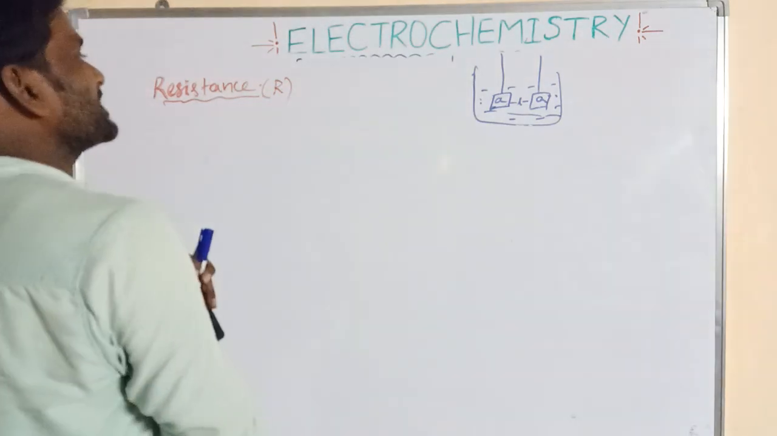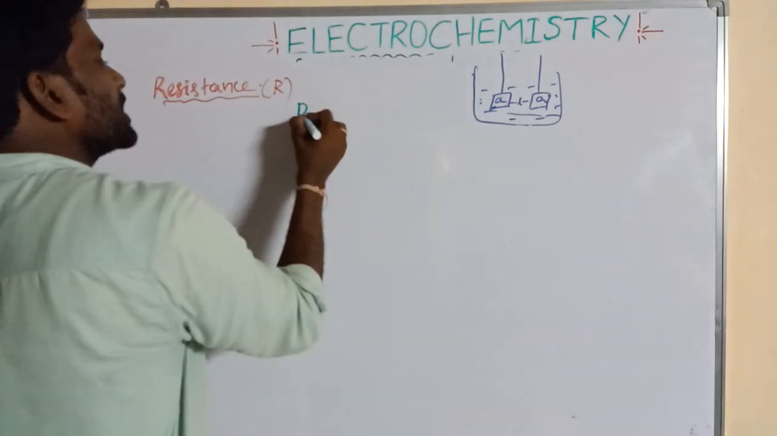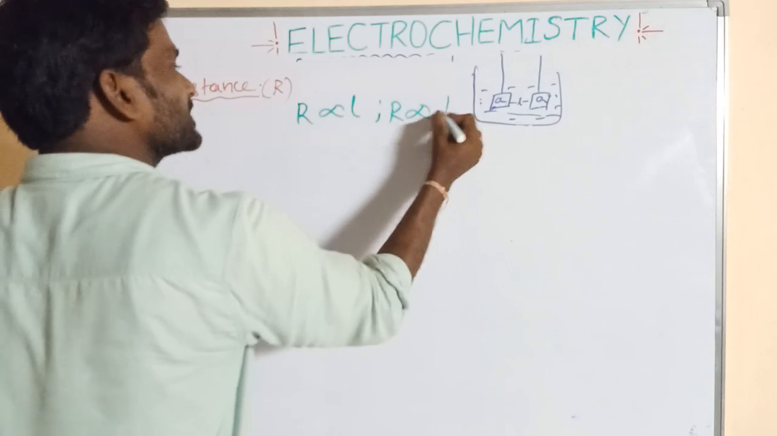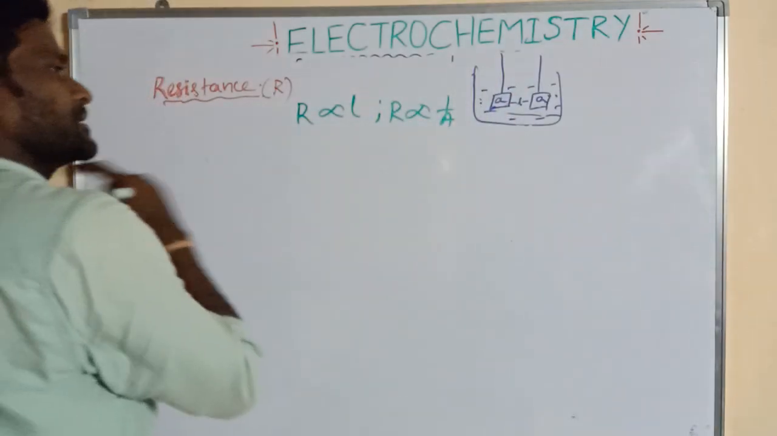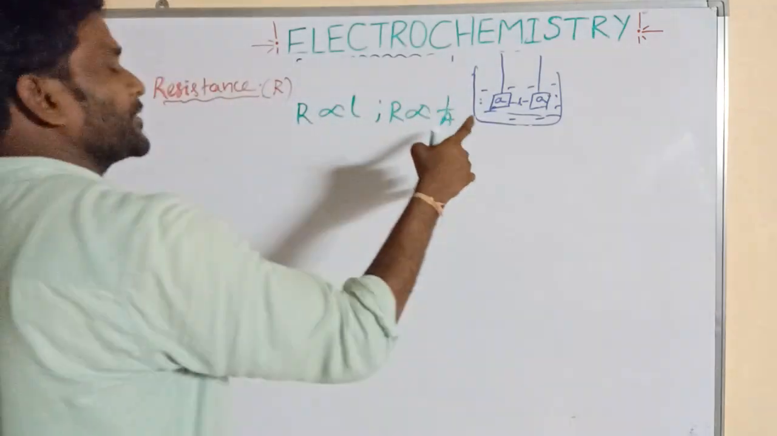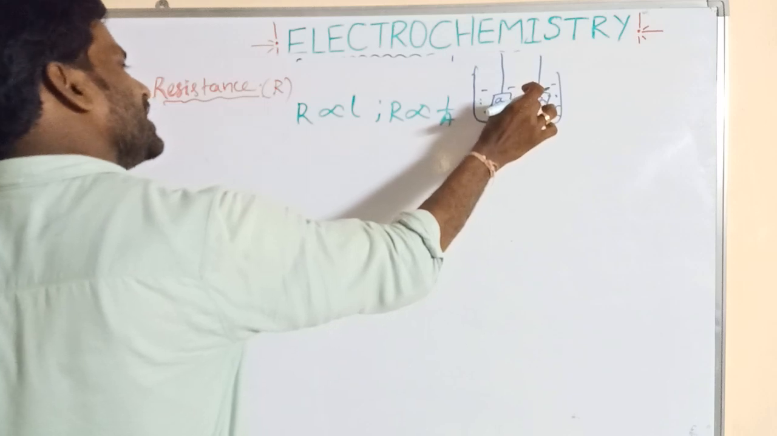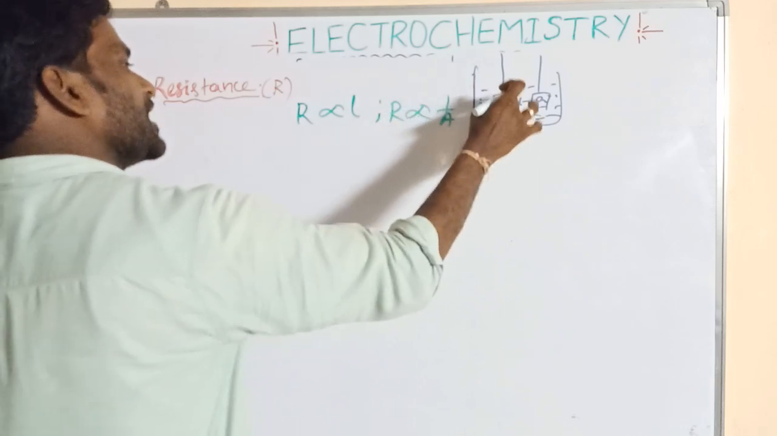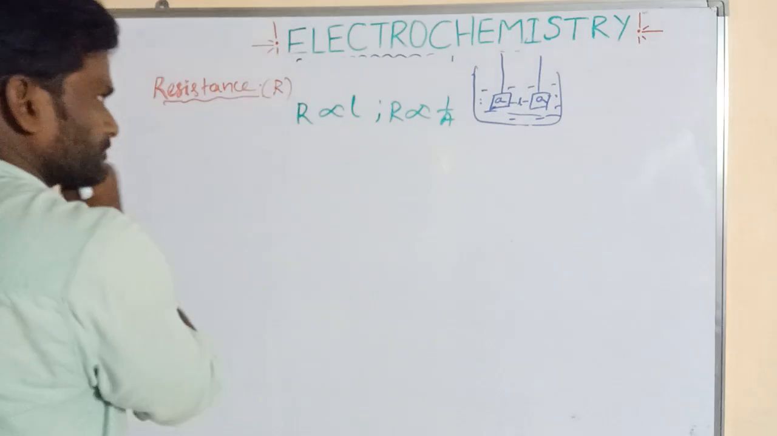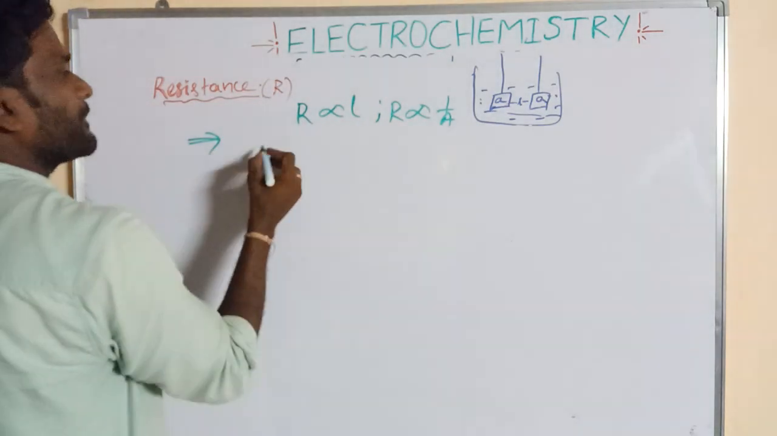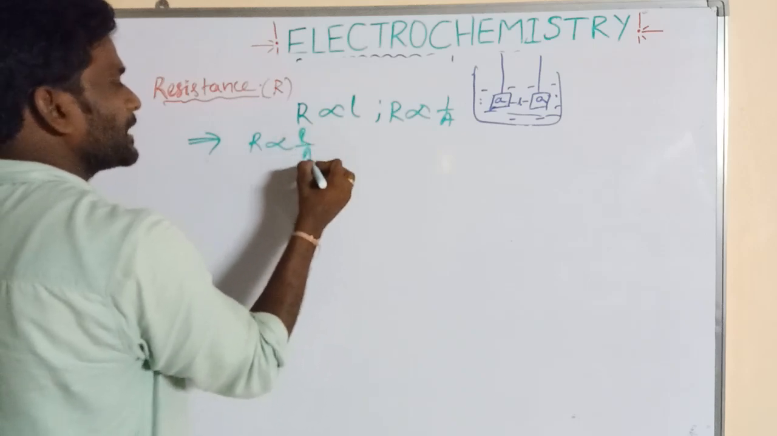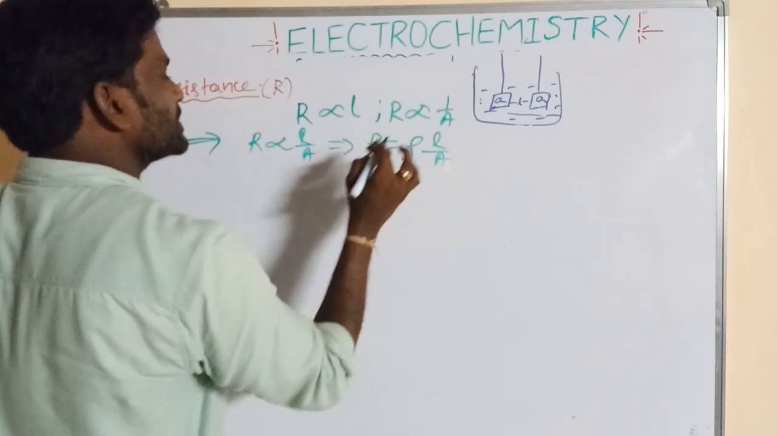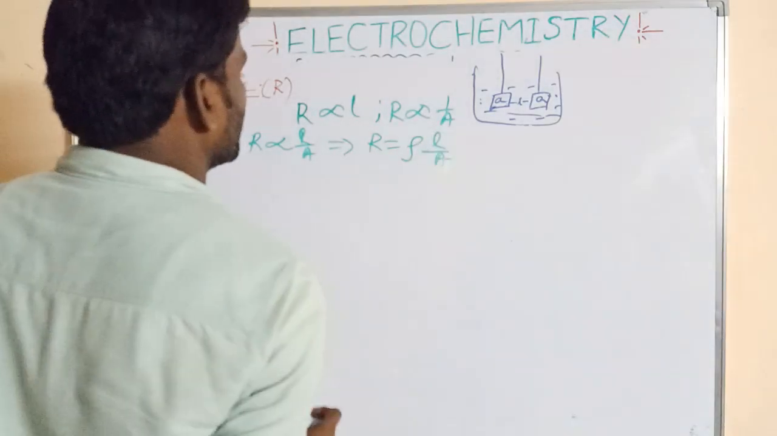Generally the resistance of an electrolyte is directly proportional to L, the distance between the electrodes, and it is inversely proportional to the cross sectional area of the electrodes, A. So when these two are written combined, R is directly proportional to L by A. If the proportionality is removed, we can write R is equal to rho L by A.